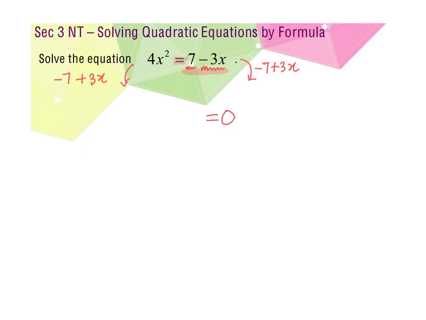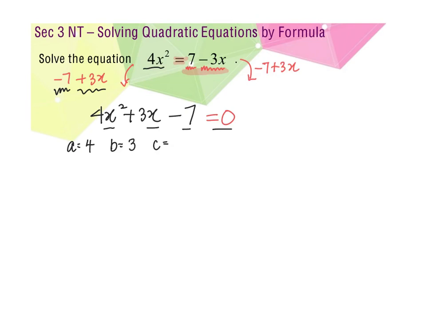So in this case, we'll be able to get 4x squared, plus 3x. And last but not least, the number, so it'll be minus 7. Now we are done with x squared, x, and number, and it equals 0. Then we can write down our letters A, B, and C. So what is A, B, and C? A is 4, B is 3, C is negative 7. Can you remember the sign?